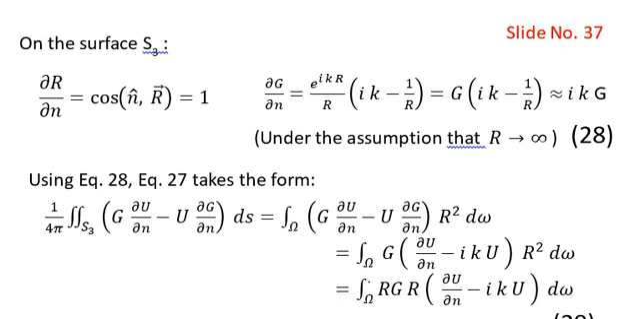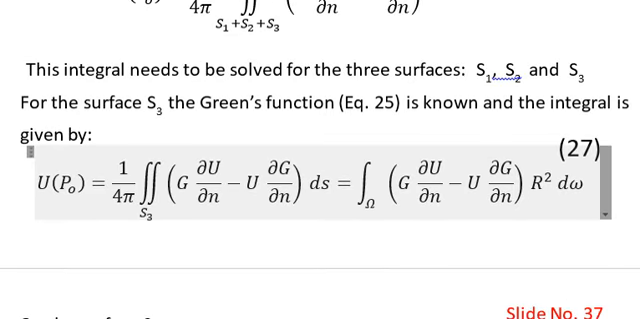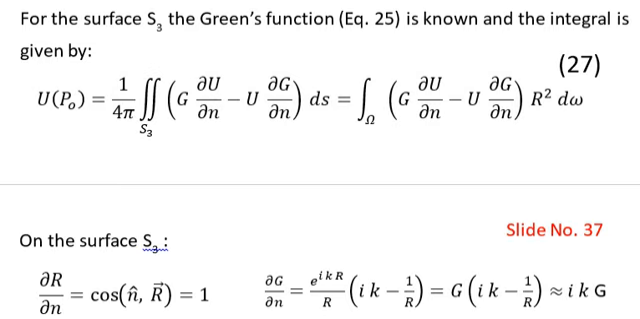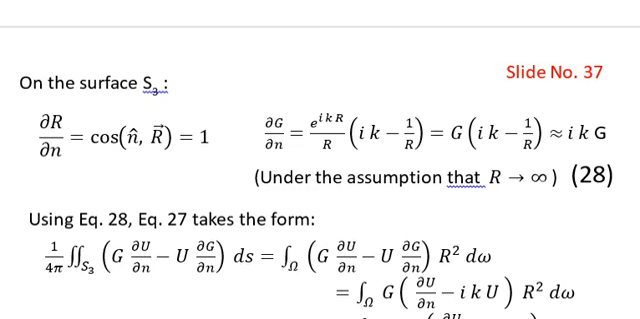On the surface S3, you know that we have to calculate the parameters shown in equation 27. We have to calculate the partial derivative of u with respect to n, the partial derivative of g with respect to n, etc. So let's calculate ∂r/∂n. From the geometry it is clear that r, capital R, and n both are making an angle 0 with each other. So cos of (n hat, r) is equal to cos 0, which is equal to 1.